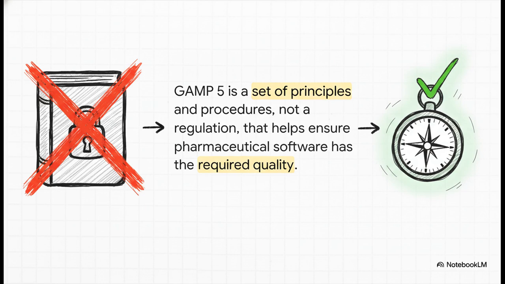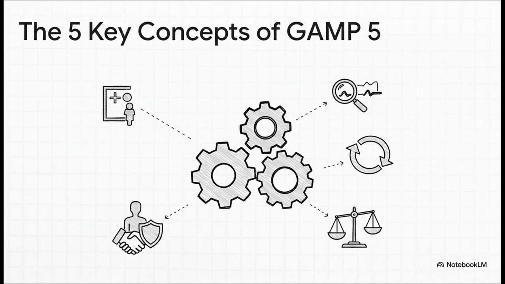Now here's a really key point. GAMP 5 isn't a law. You won't find it in the Code of Federal Regulations. Think of it more as a set of globally recognized best practices, or guidelines. It's like a common language that the whole industry uses to meet those strict regulatory requirements in a way that's actually logical and efficient. And these 5 concepts really get to the heart of that philosophy.